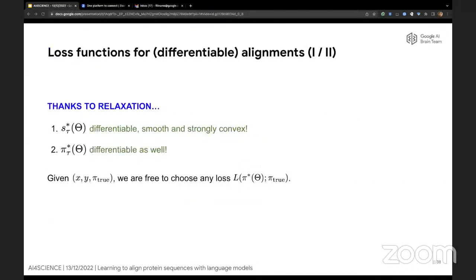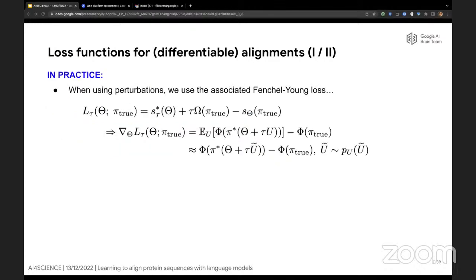So either way, we can use perturbations or regularization. In both cases, what we are going to get are relaxed scores that are differentiable, smooth, and strongly convex, which is great. And now our alignments are themselves differentiable. So we are now finally free. If we have some database of sequences with true alignments, we can fit any loss that we want and try to train this model by backpropagation.